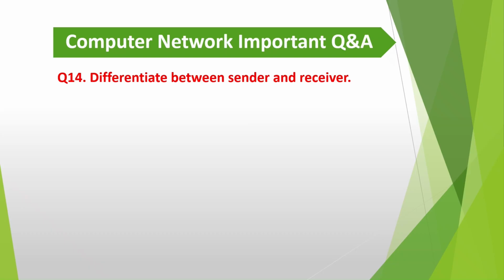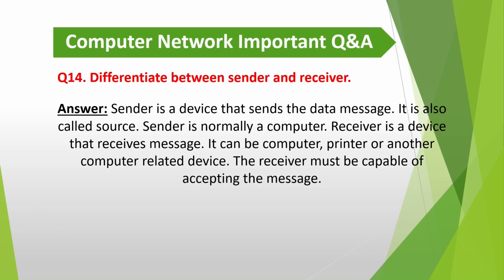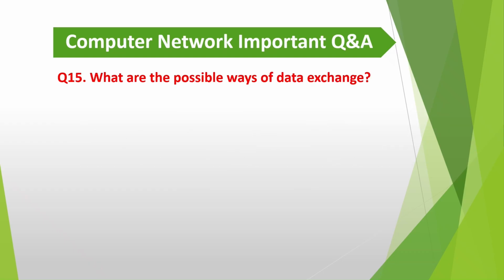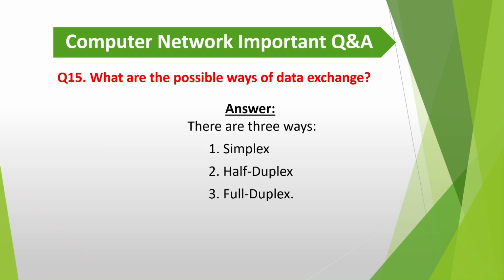Question 14. Differentiate between sender and receiver. Answer. Sender is a device that sends the data message. It is also called source. Sender is normally a computer. Receiver is a device that receives message. It can be computer, printer, or another computer-related device. The receiver must be capable of accepting the message. Question 15. What are the possible ways of data exchange? Answer. There are 3 ways: Simplex, Half-Duplex, and Full-Duplex.